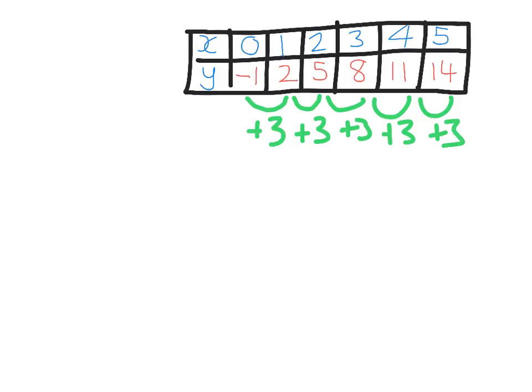But if I look at the increase with my output values, the y variable, and I notice that they're all the same, then that is going to be my coefficient of x. So I'm going to write my equation, my output variable, y equals something x. Now that something happens to be that 3, because it is increasing at the same rate.